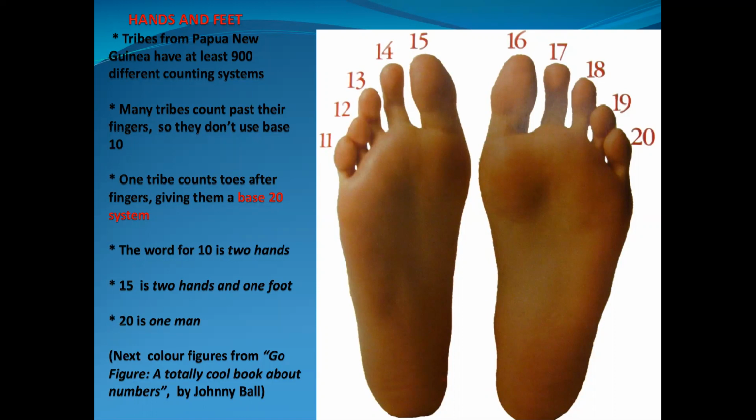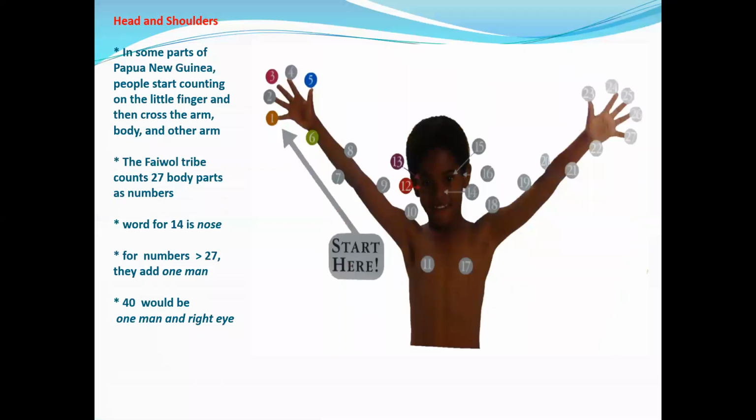For example, if we are talking about 15, it will be represented by 2 hands and a foot. So 2 hands means 10 and 1 foot is 5. If we're referring to 20, we're talking about a man, not 2 hands, not 2 feet, but a man.